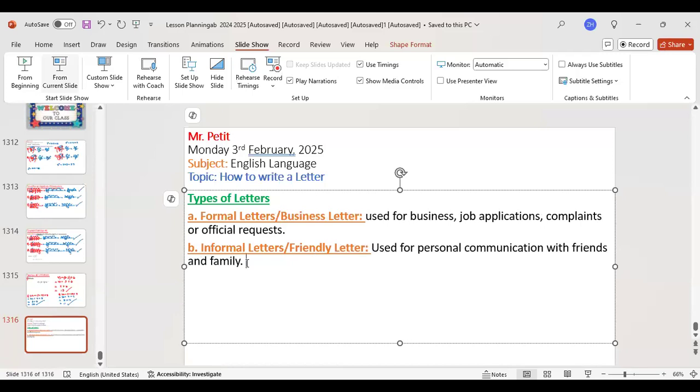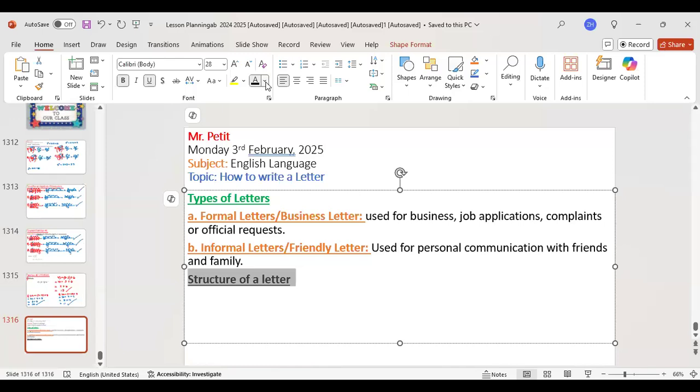business. Okay, so let's talk about the structure of a letter. Regardless of the type of letter you are talking about, all letters follow the same structure. So what do all letters have?